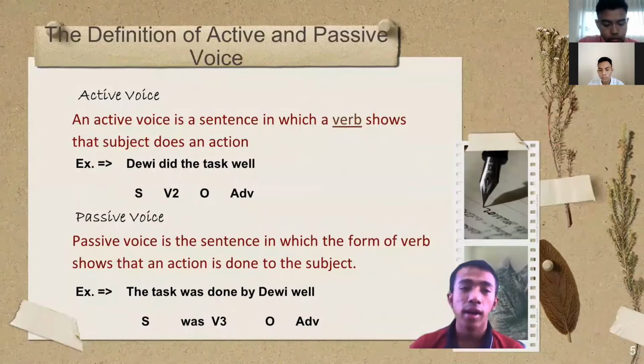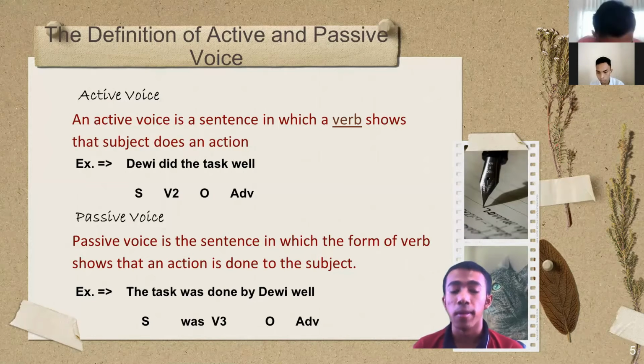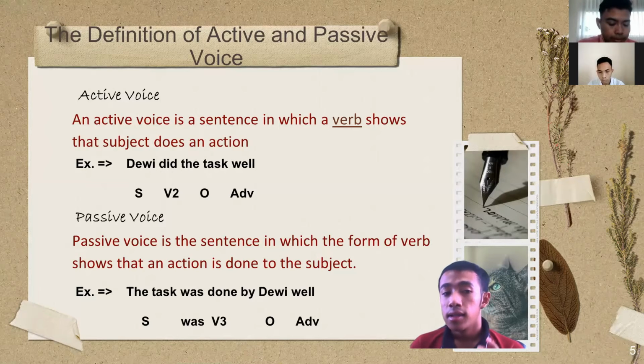Okay, next to the first material, the definition of active and passive voice. Let's see the first, active voice. An active voice is a sentence in which a verb shows that the subject does an action. For example, Dewi did the task well. Dewi is the subject, did is the verb, the task is the object, and well is an adverb. That is the example of active voice. I think you already know about the active voice.